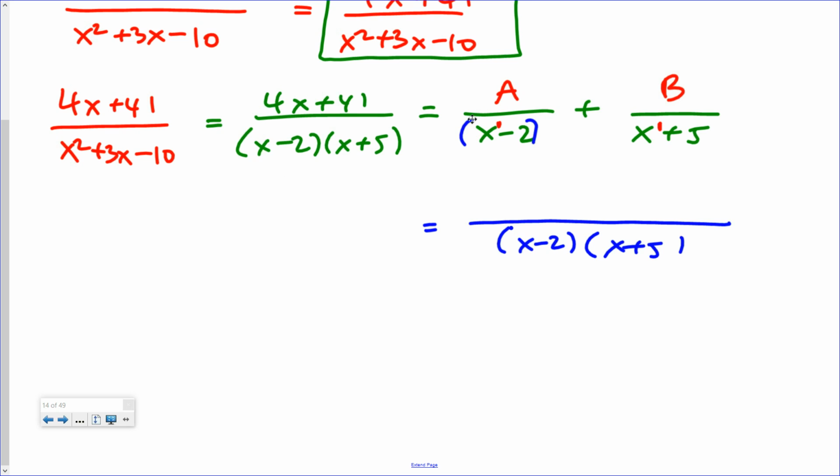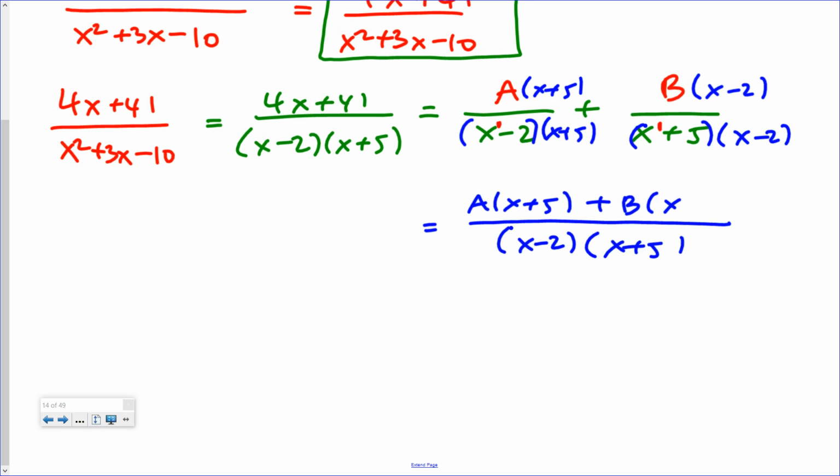Well, if this is x minus 2, how do I get this to be x minus 2, x plus 5? If I multiply the bottom by x plus 5, then I need to multiply the top by x plus 5. On this side, to get a common denominator of x plus 5 times x minus 2, there's already an x plus 5, so I have to multiply the bottom by x minus 2. Well, if I multiply the bottom by x minus 2, then I also need to multiply B times x minus 2. So do you agree with me that this right side that I've just done is the same as 4x plus 41 over x minus 2 times x plus 5, right? I got a common denominator. Okay, that's what they're equal to.